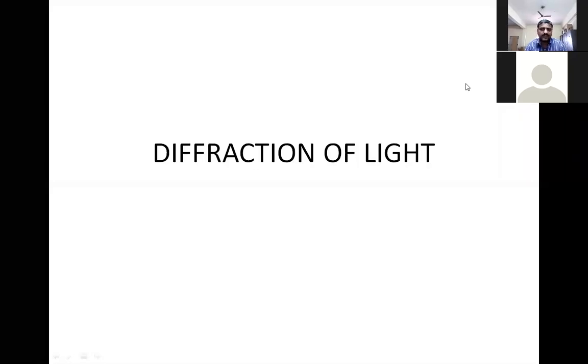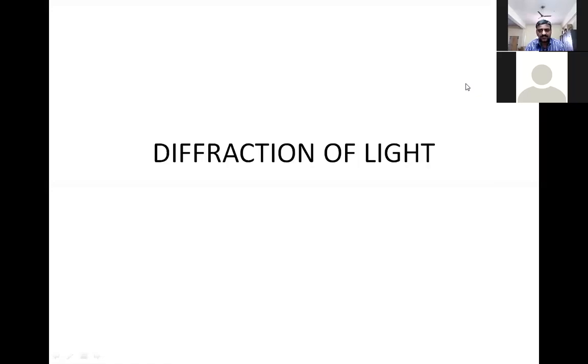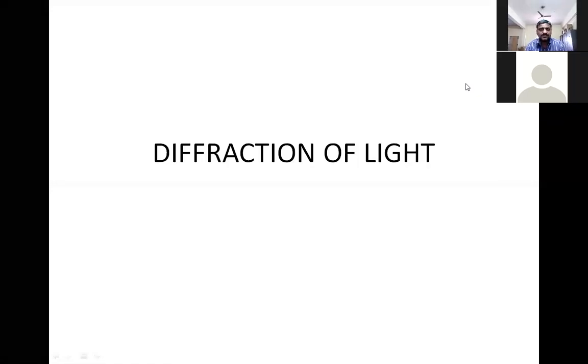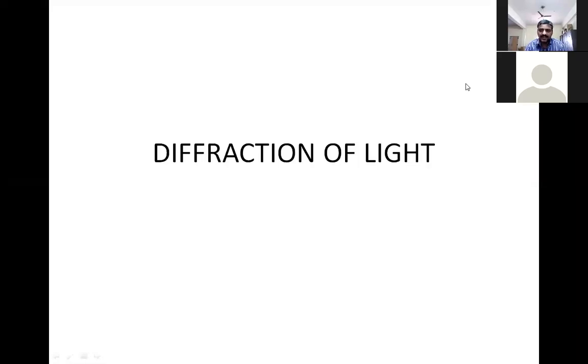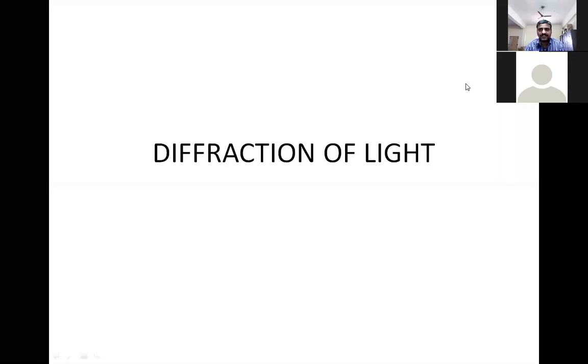Now we are entering into the second one, which is diffraction of light. In this, we are going to deal with the same light waves once again. There are two classes to be discussed in the diffraction of light. Before that, let me recap what is meant by diffraction of light. If you have studied your intermediate, you might have learned the definition of diffraction.